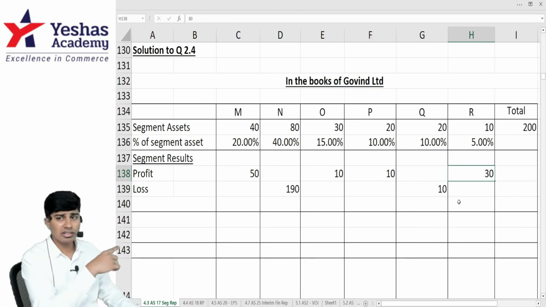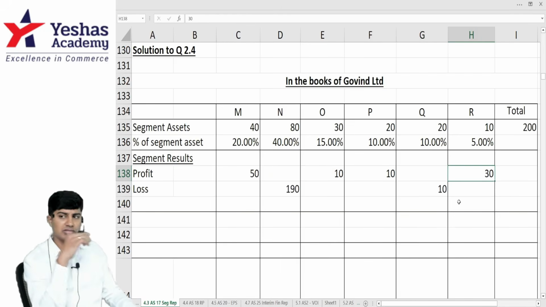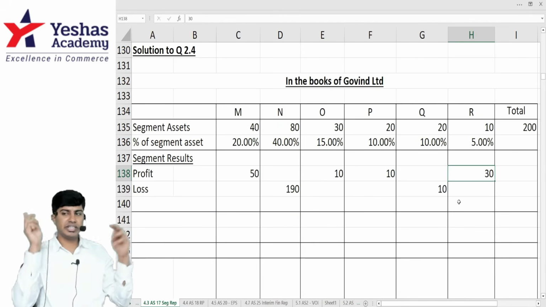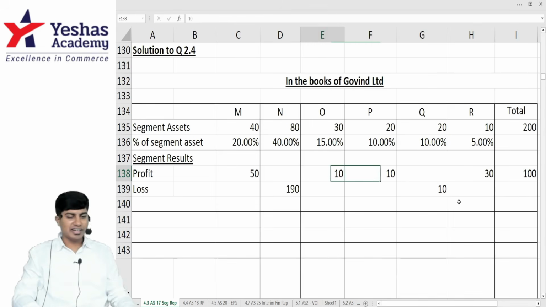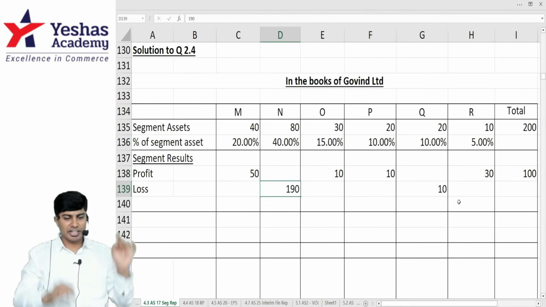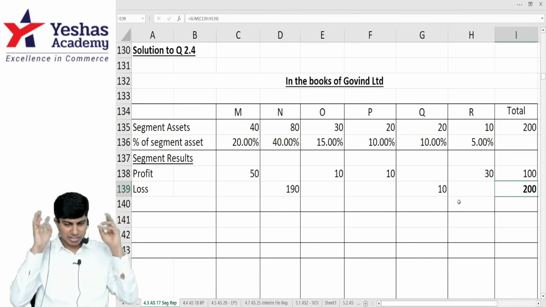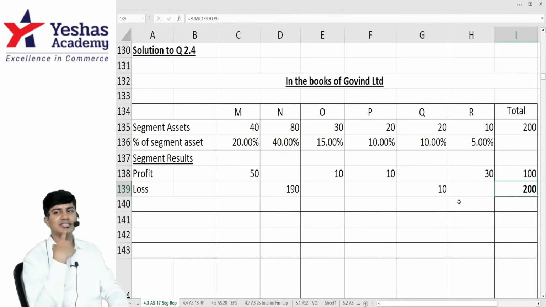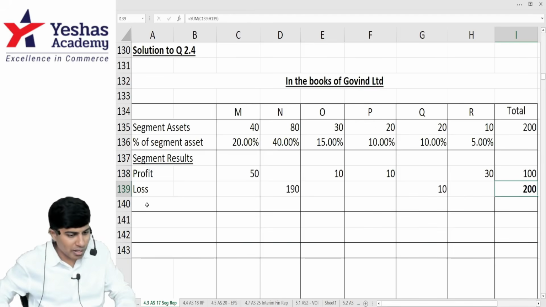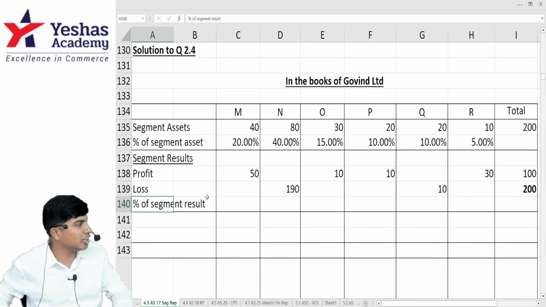Is it fast? Okay. Then check the total of the profit. 50 plus 10, 60. Plus 10, 70. Plus 30, 100. Correct? Then loss, 190 plus 10, 200. That's the calculation. Take 100 or 200, whichever is higher: 200. Now please keep 200 as a constant denominator.